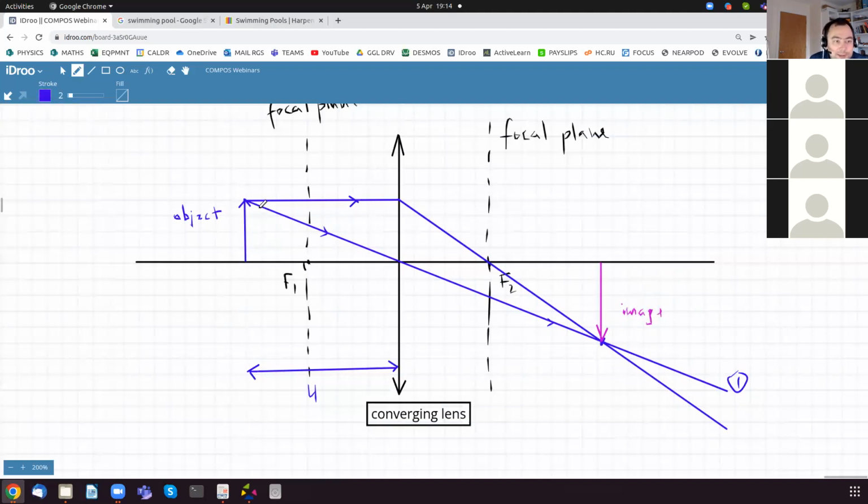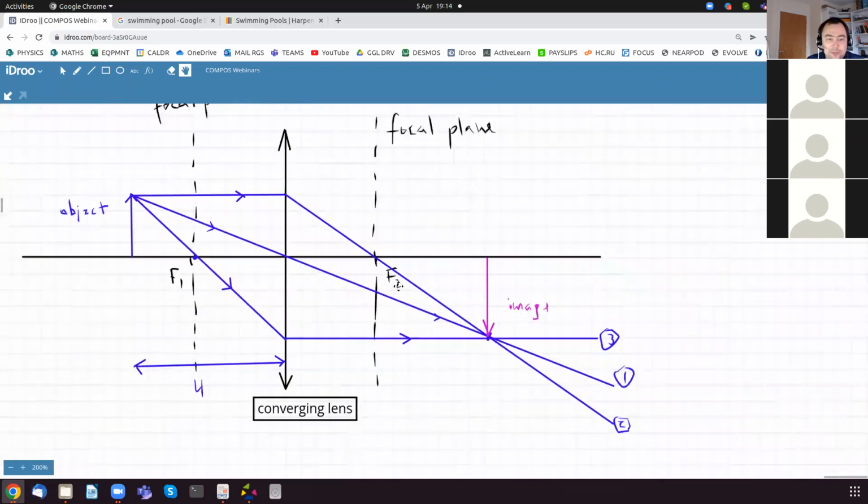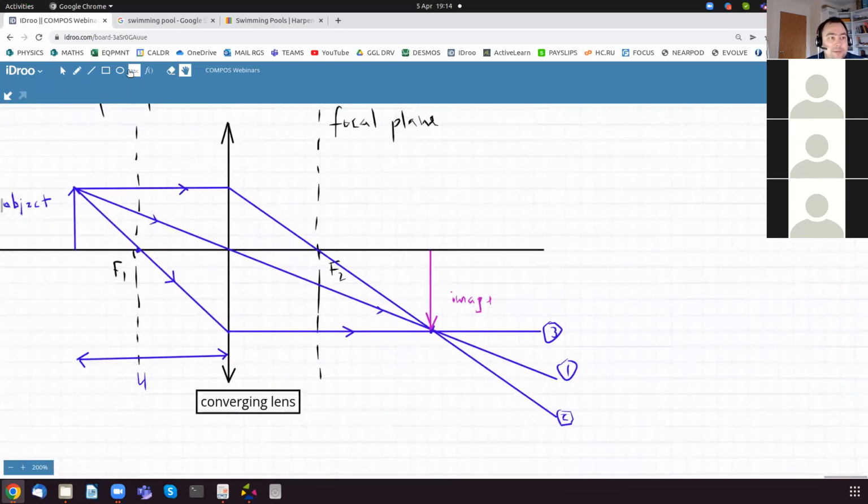And there's another ray going down through the first focal point and then exiting parallel to the optical axis. This is the third principal ray. The numbers are arbitrary, you can call them the other way around. It doesn't really matter. These are the principal rays.